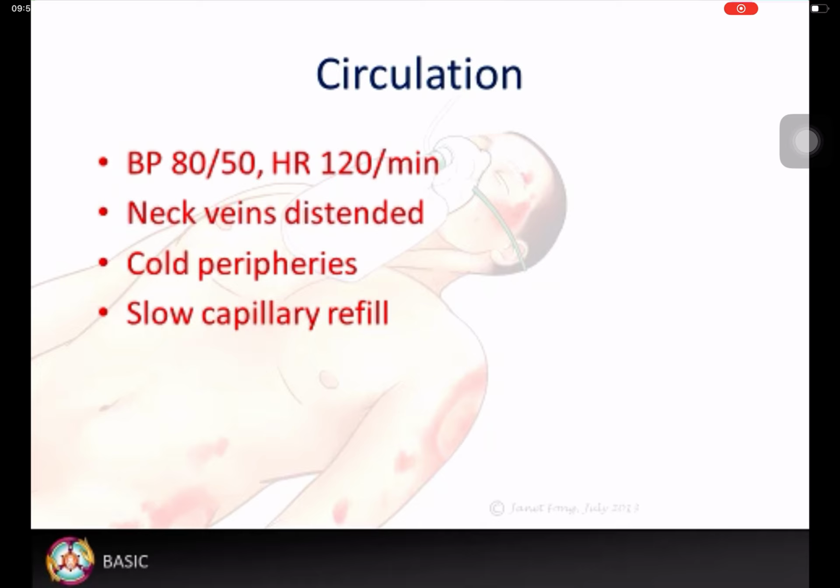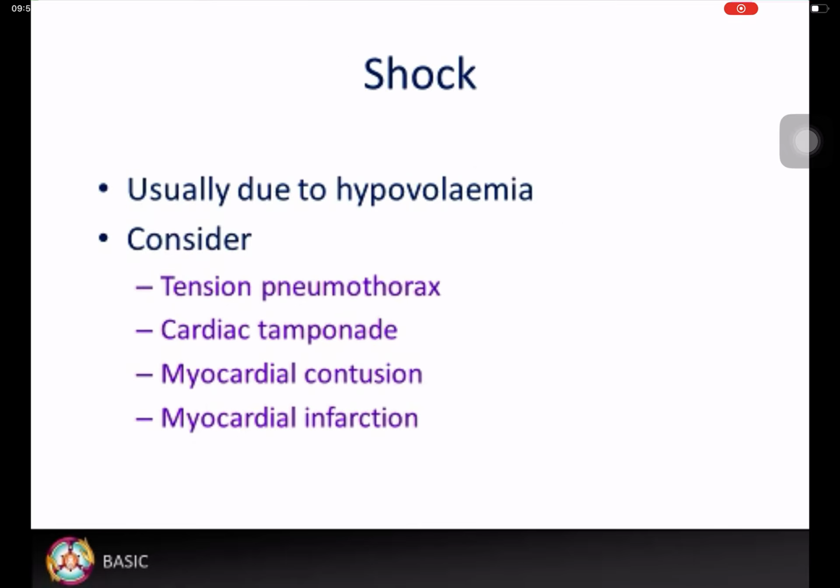Moving to C, his blood pressure is 80/50, heart rate 120 per minute, his neck veins are distended, and he has cold peripheries with slow capillary refill. In trauma patients, shock is usually due to hypovolemia, but you should also consider tension pneumothorax, cardiac tamponade, myocardial contusion, and myocardial infarction.